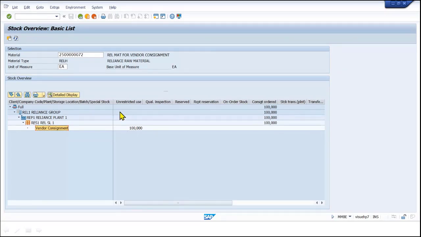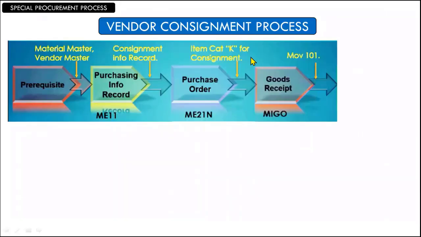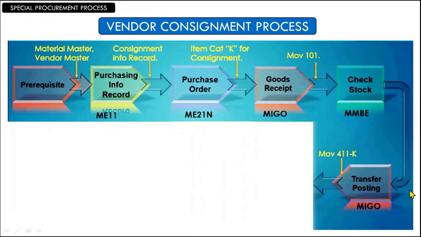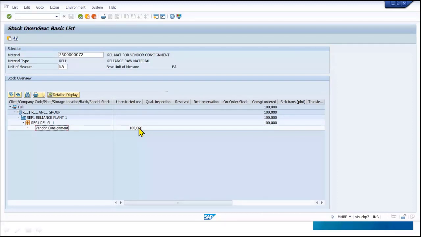Observe, we'll go to this PPT. See here, you'll notice the goods receipt with 101 movement type. Next, we checked. Next we need to go with the MIGO transfer posting. Why do we need to go to MIGO transfer posting? We need to transfer from vendor consignment to company, to make it our own.